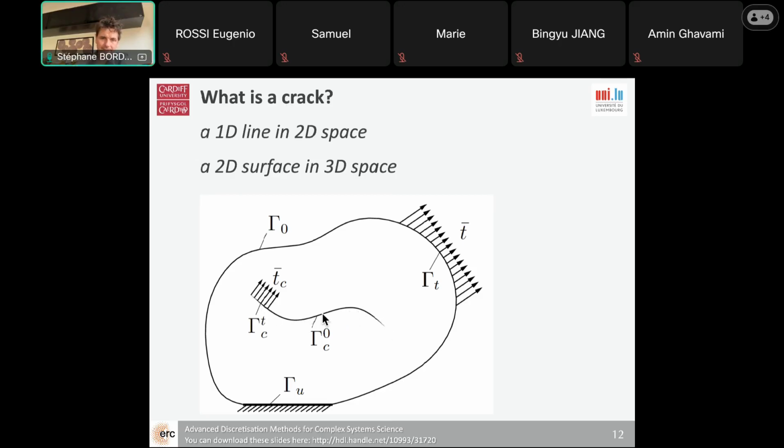Every time you have that, you will need to handle some sort of discontinuity. And a crack is simply one case of discontinuity. And what I also like about it, as an example mathematically, is that not only does it have discontinuities, but it also has singularities, meaning large gradients at the end of the crack. So in 2D, a crack is a line. This is what you see here.